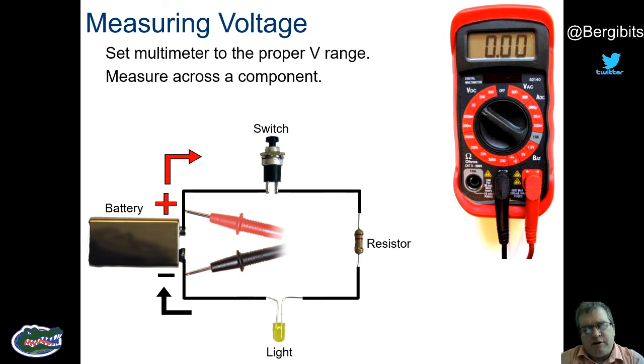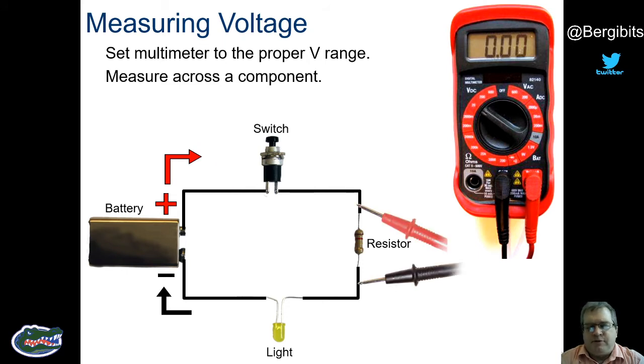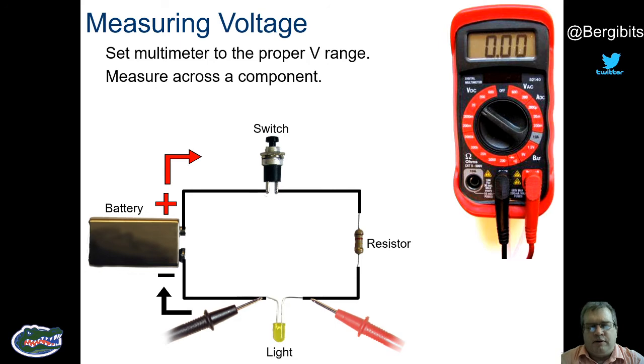All right, so you got your multimeter set up correctly, and you measure across the component. You're going to put the negative and positive on each of the different poles of the battery, and with the switch, the red is going to encounter the positive first, and the black is going to encounter the other side of the component. Same with the resistor. Your red is going to be lead, and your black is going to be on the other side of the component. And same with your light. So your red is always going to be lined up on the side that the current is traveling.